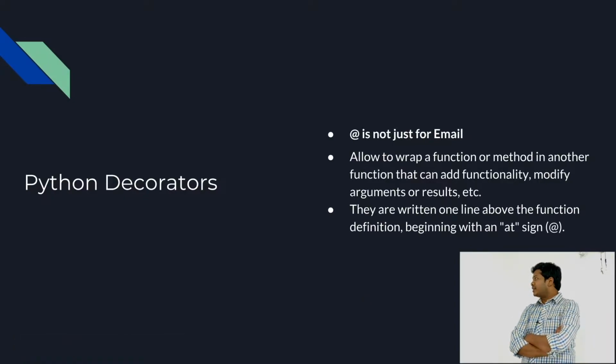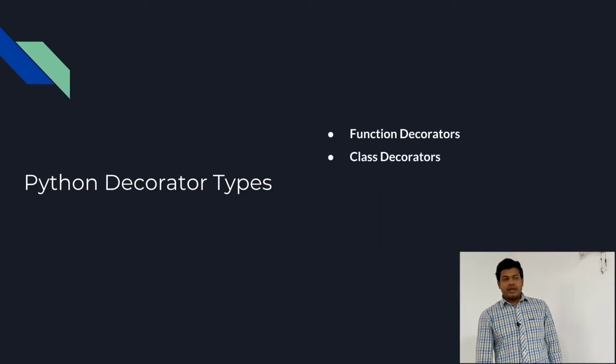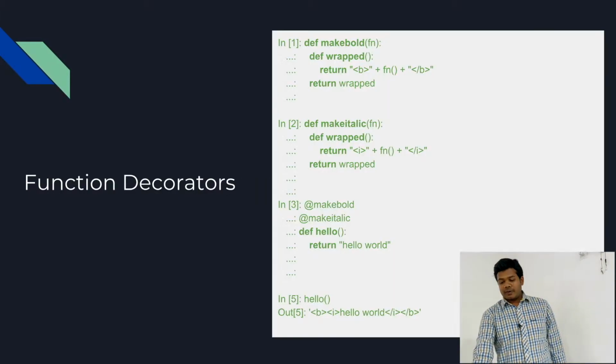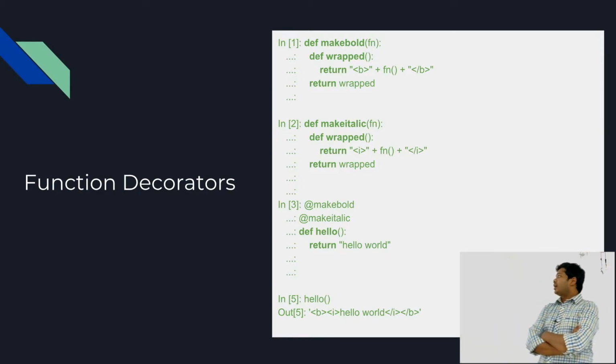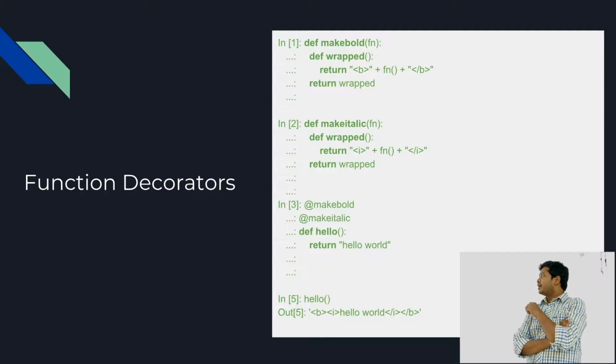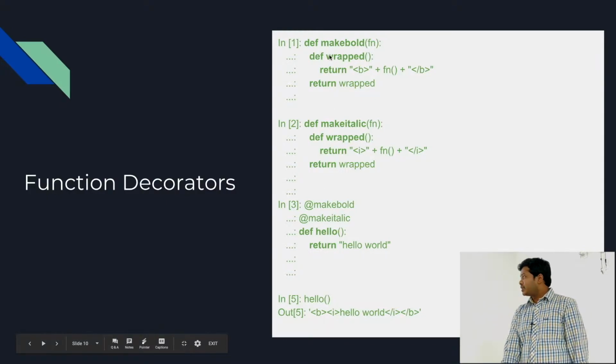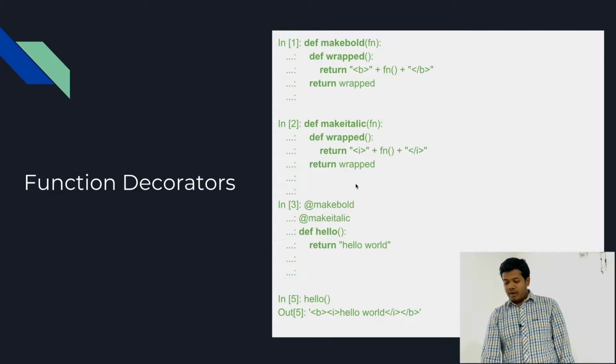So we come to Python decorators here. It has a simple syntax that starts with @ and it allows you to wrap a function or method in another function and modify the arguments or results. There are two types of decorators, function decorators and class decorators, and we'll see how function decorators work. Each decorator contains another Python function inside, and when you decorate the function hello with make bold, this wrapped function will be executed first and then it executes hello. That's how it is.